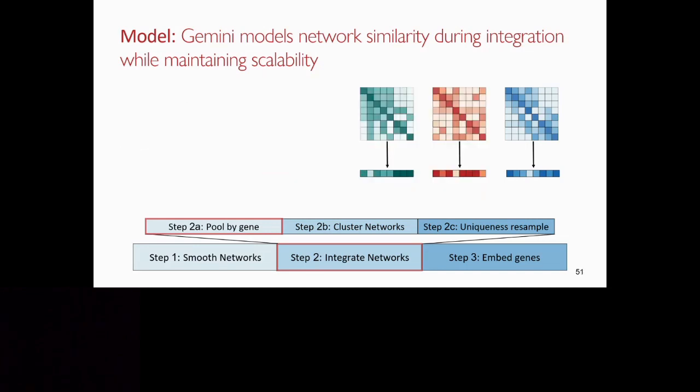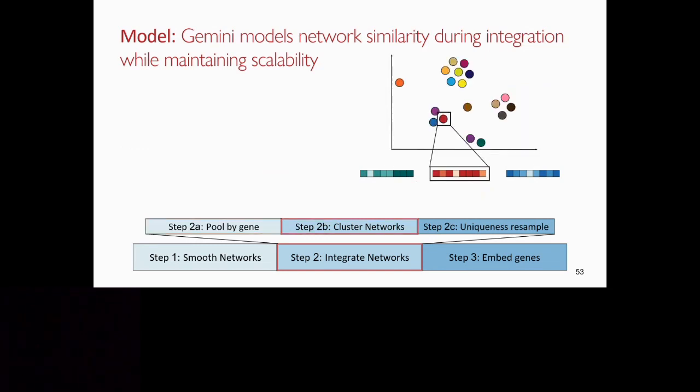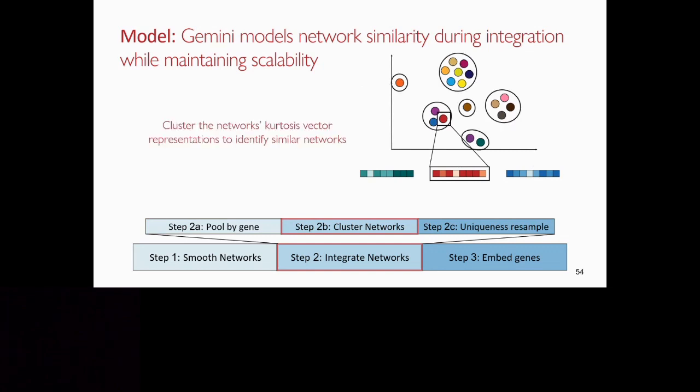And so once we have this vector representation for all of the networks in our input collection, this is now small enough for us to actually compare a lot of these in memory at the same time. And so we can then perform a clustering over all of these kurtosis vectors to identify groups of similar networks as well as the unique networks in our collection.